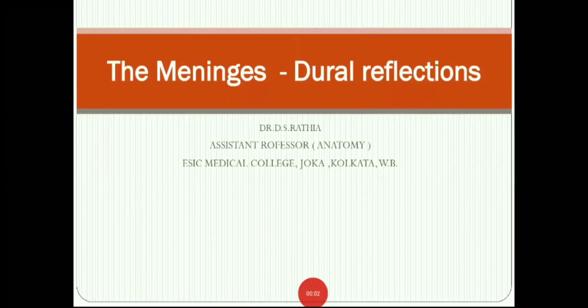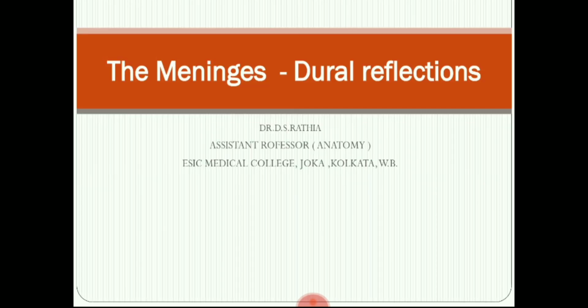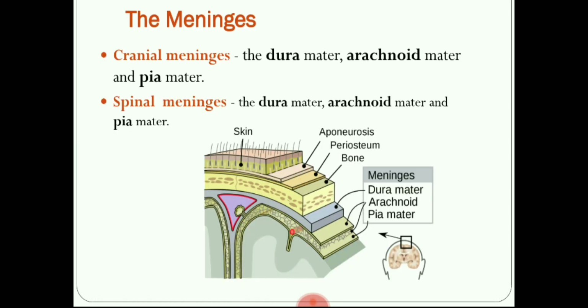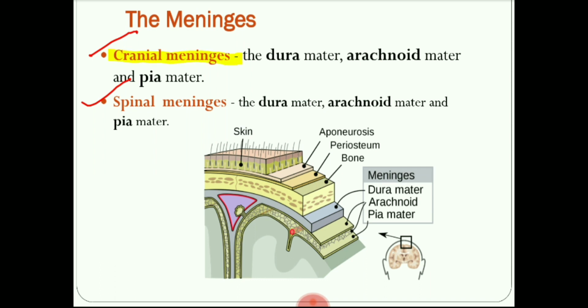Hello, welcome to my class on dural reflection or dural folds. These dural folds are actually part of the meninges, and as you know, the meninges consist of cranial meninges and spinal meninges. The cranial meninges cover the region of the brain, and the spinal meninges cover the region of the spinal cord, and both consist of dura, arachnoid, and pia mater.